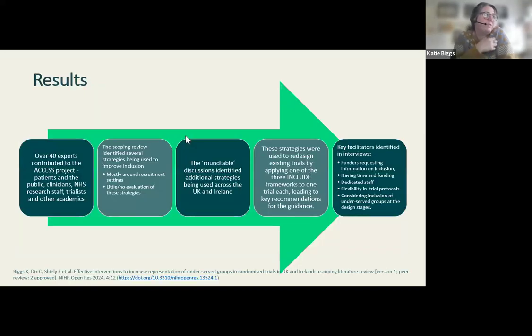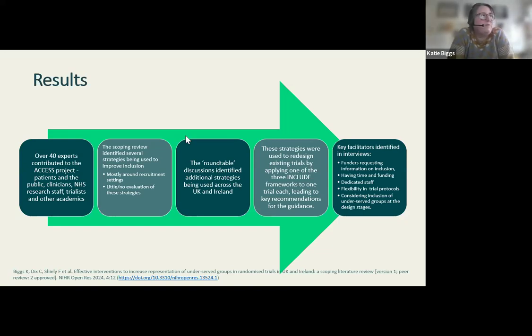So just a brief overview of the results. Over 40 experts contributed to the Access project, which, as I've said, included patients and the public, clinicians, NHS research staff, trialists and other academics. A scoping review identified several strategies being used to improve inclusion. The scoping review has a link at the bottom of the page, which will be sent around afterwards.